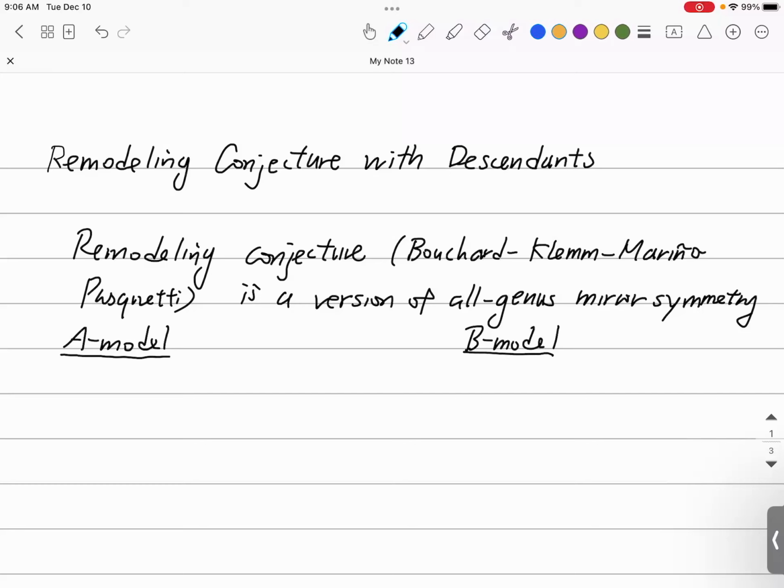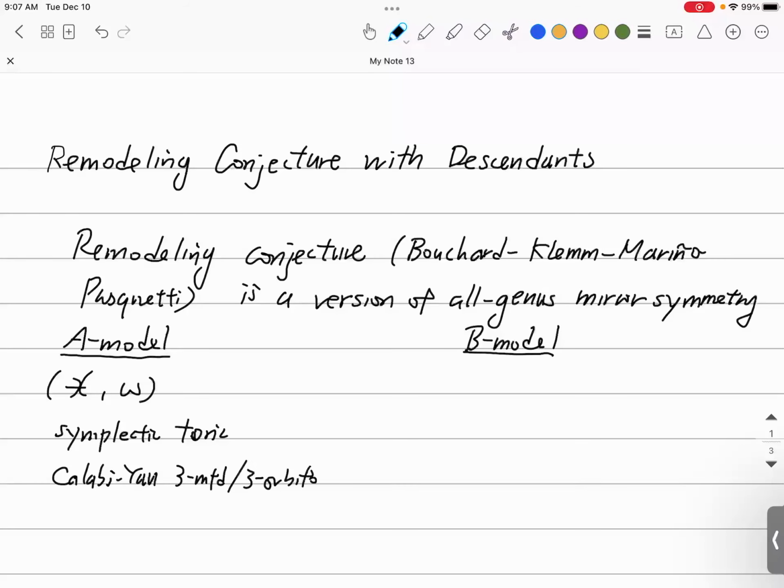In the remodeling conjecture, the A model is some symplectic toric Calabi-Yau three manifold or three orbifold. And for the B model, there's a three-dimensional B model, but last time we have seen that in the remodeling conjecture, the B model has been remodeled and it has been reduced to a theory on the mirror curve.